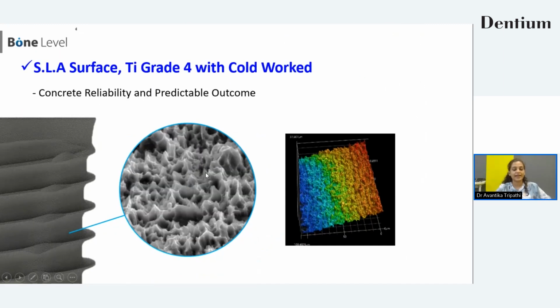It has an SLA surface similar to the Superline. SLA means sandblasting with large grits and acid etching. The titanium grade which is used in fabrication of this fixture is grade 4.